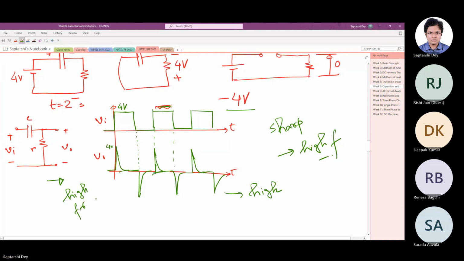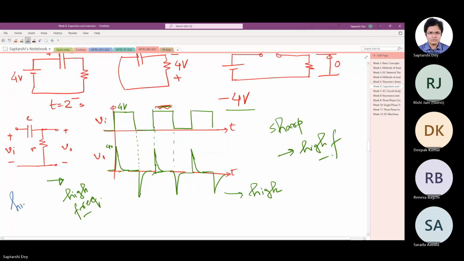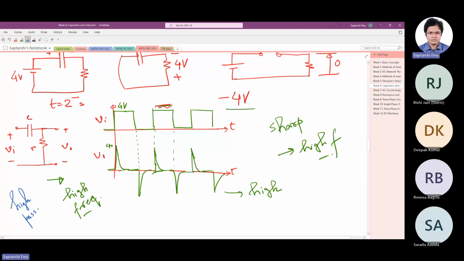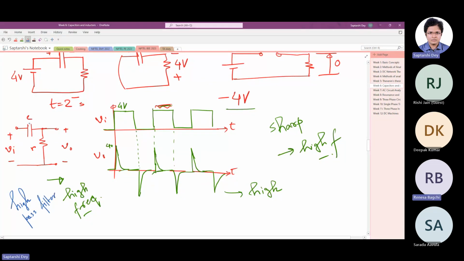Do you know what this circuit is called? That will give you only high frequency irrespective of the input. It blocks the input low frequencies and only lets the high frequencies go through it. This is called a high pass filter. So this circuit is a filter. You can think this way: the capacitor blocks.